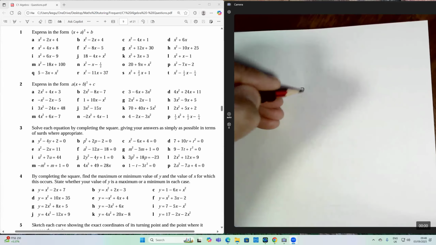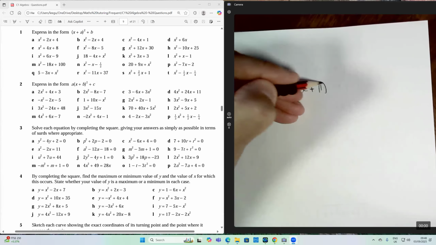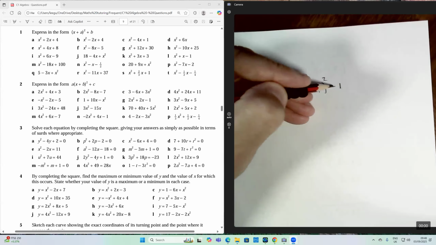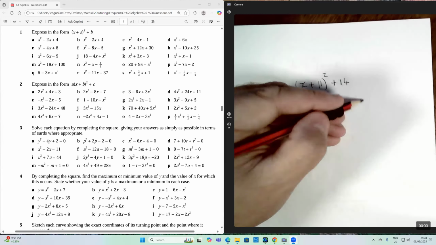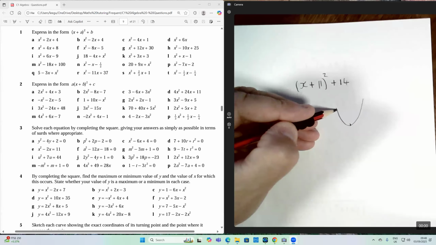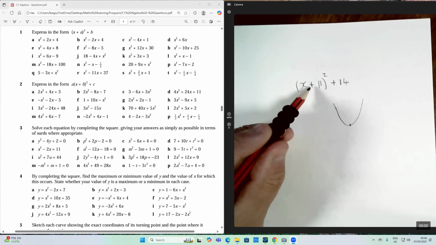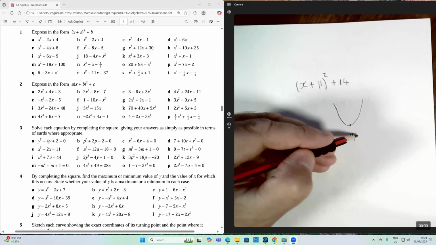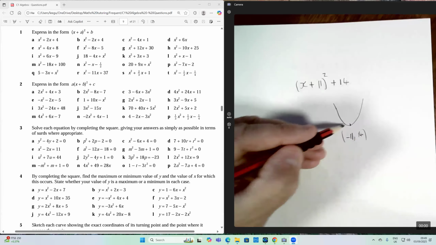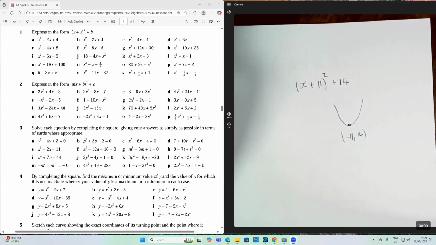Let's just look at one more. So let's say we had (x + 11)² + 14, and we wanted to find out the coordinates of the turning point. The coordinates of the turning point would be given by changing the sign of this one, so −11, and keeping that one the same. So the coordinate of that turning point would be (−11, 14).